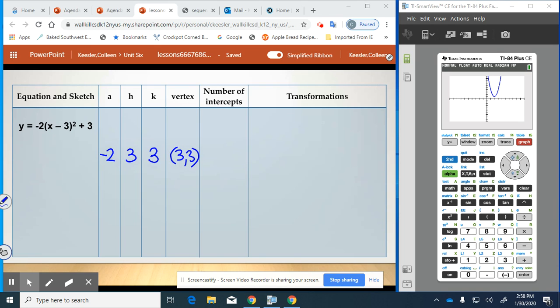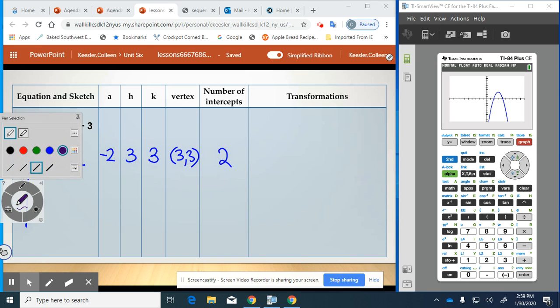So now we can graph it with our calculator. We have negative 2 times (x minus 3) all squared plus 3. Graph. And we see that it intersects the x-axis twice, so there are 2 intercepts. All right, so again, we have our graph here, which is mostly in the 4th quadrant, so I'm not going to graph much of the rest.